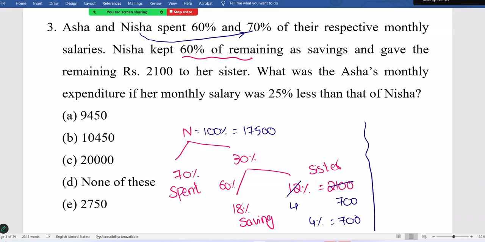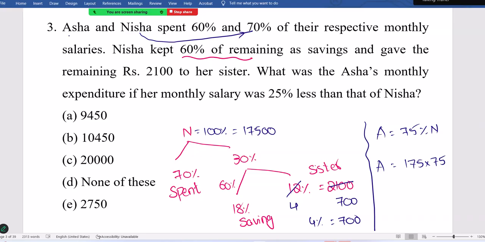Now what was Asha's monthly expenditure if her monthly salary was 25% less than that of Nisha? The question is regarding expenditure, right? Expenditure, 60% she spent. Now Asha's salary is 75% of Nisha's salary. So Asha's salary is nothing but 175 into 75.